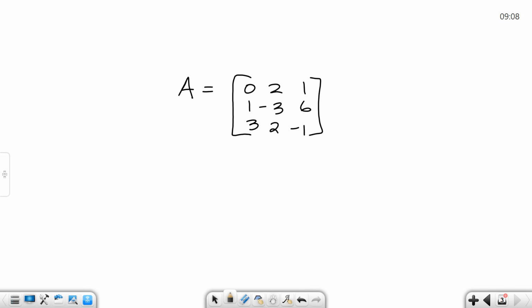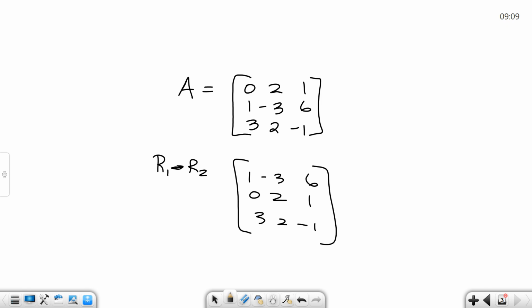Okay, now, let's say that we were trying to write this matrix in row echelon form. Well, what we would do to write it in row echelon form is we would say, let's just interchange rows 1 and row 2, right? That's what we would do in real life. So we would say 1, -3, 6, 0, 2, 1, 3, 2, -1. So we would interchange rows 1 and 2, and that helps us go on our way to row echelon form.